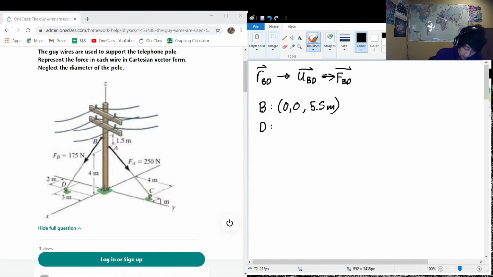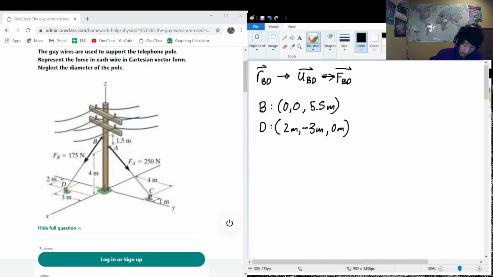Okay, now point D, want to get that point of interest. That is positive 2 in the X direction. Hopefully you can see that. It's just above the D right here. So that is 2 meters in the X direction. Then we have negative 3 meters in the Y direction. And then we have 0 meters in the Z direction because, well, it's simply on the ground. And Z is the height.